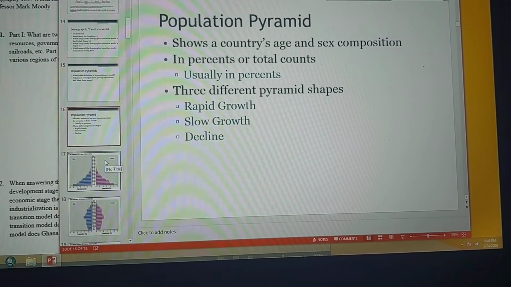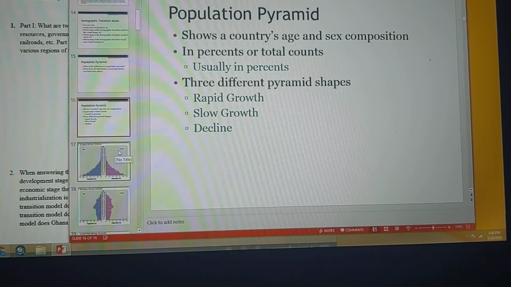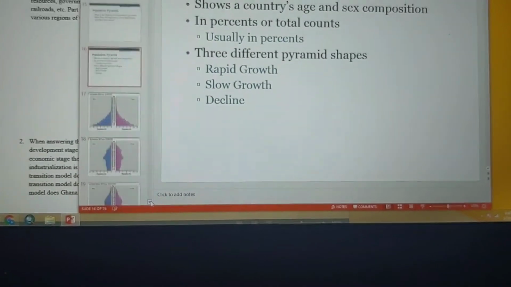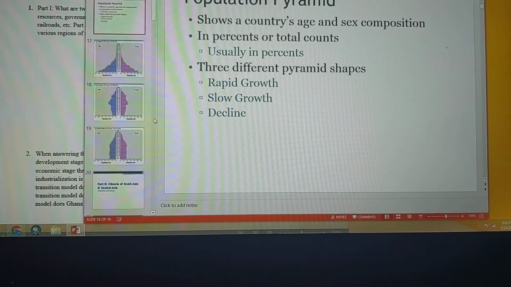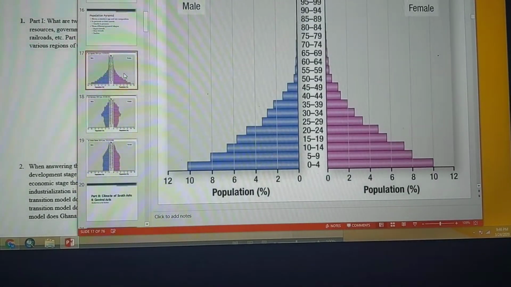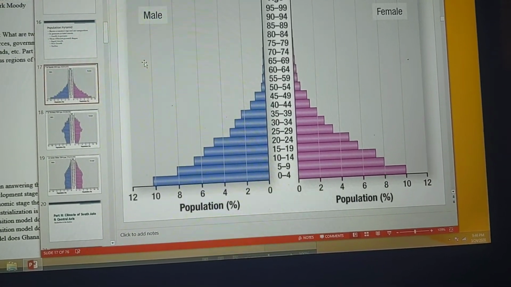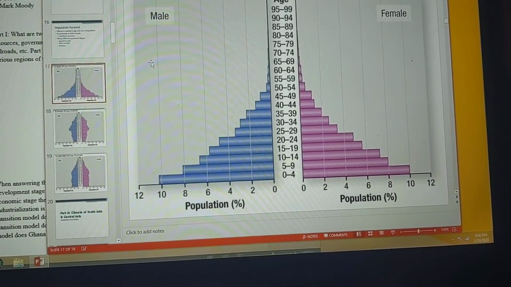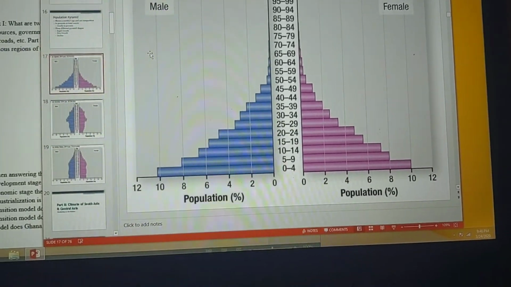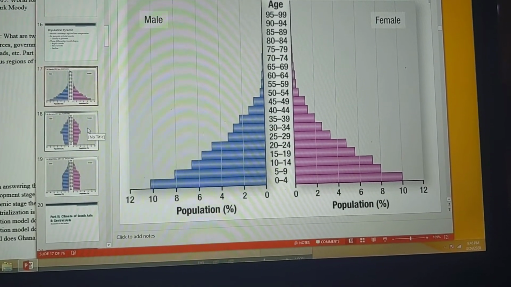Now, if you notice here, there are different shapes here. Usually population pyramids are in percents, okay? They're not necessarily always in total counts because that would, again, just take up too much, okay? So let me go ahead and show you this one. This right here shows rapid growth. If a population pyramid looks almost like a traditional pyramid, like what you see in Giza in Egypt, it would look like this, okay?